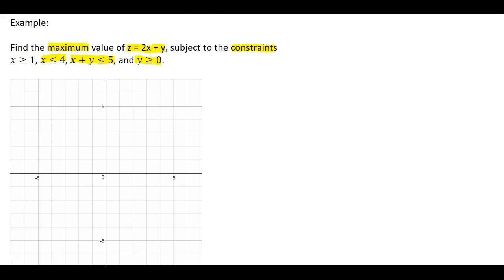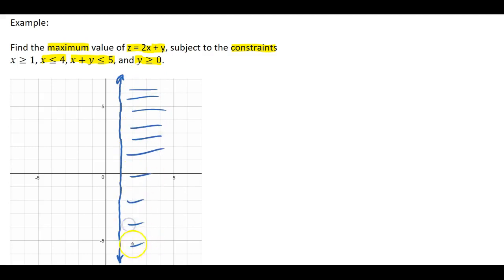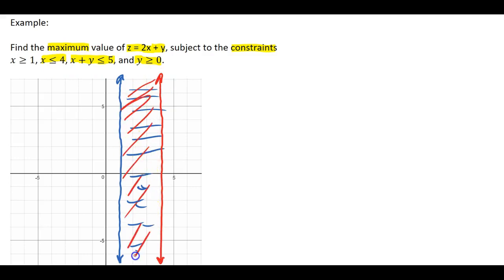So I'm going to graph those constraints. So x greater than or equal to 1. Okay, that means I'm going to have a solid vertical line passing through the x-axis at 1, and I want to shade everything to the right of 1. So that's everything over here, all right? All right, x is less than or equal to 4. I'm going to do that in red. So that's going to be a vertical line passing through the x-axis at 4, and x is less than that, so I'm going to shade everything to the left.